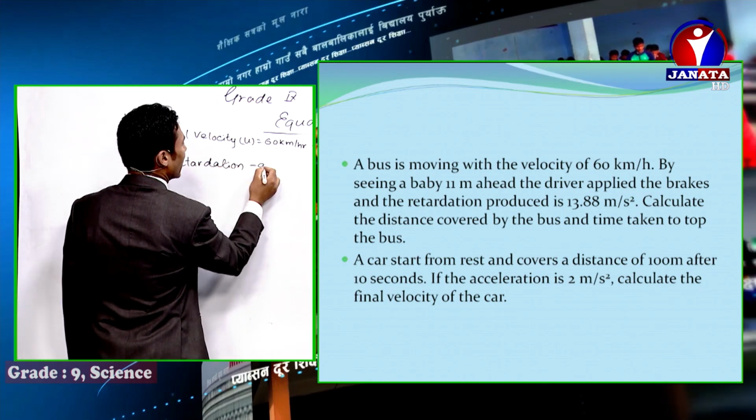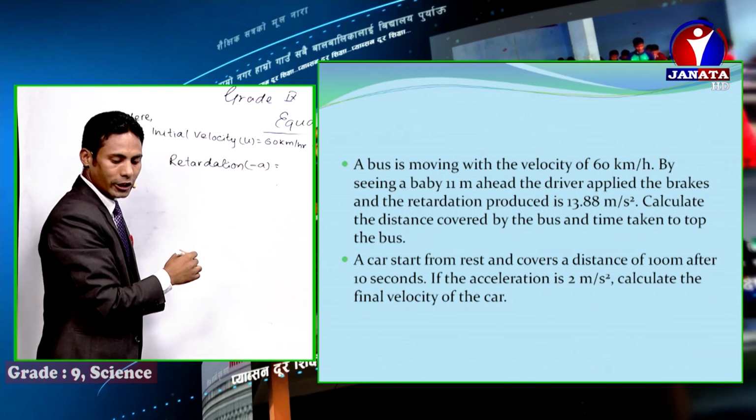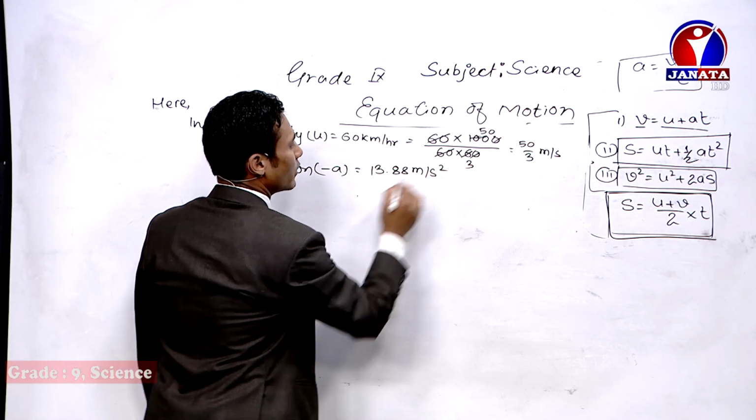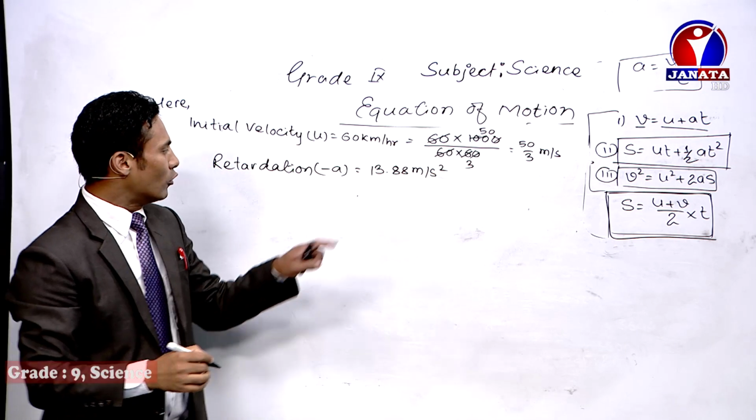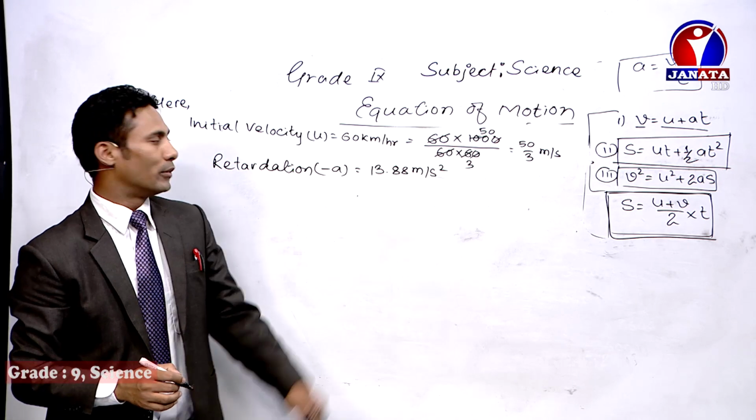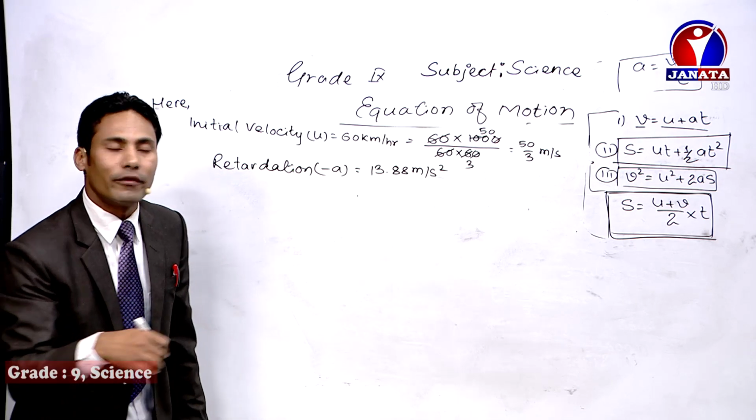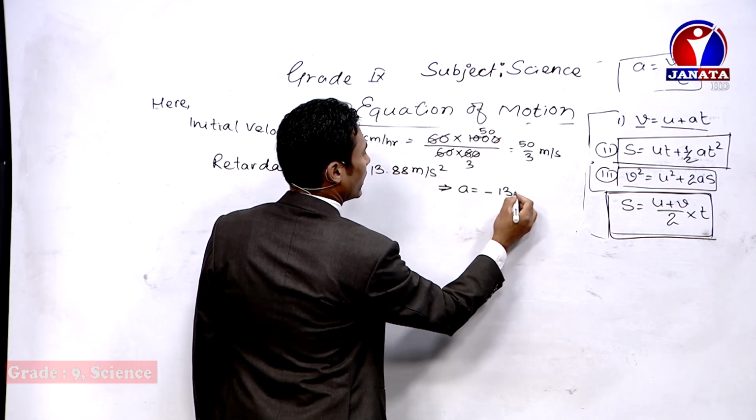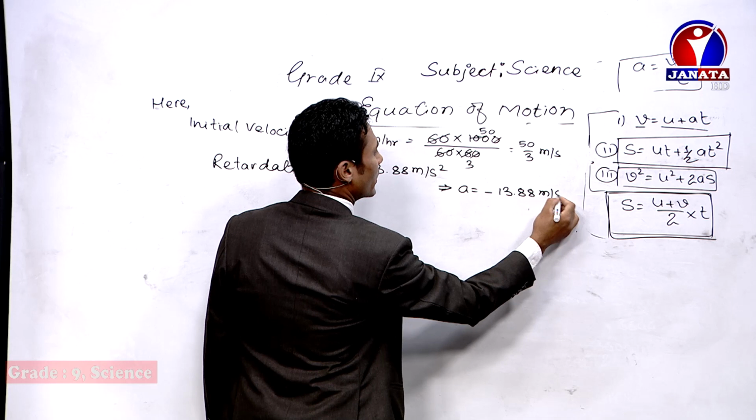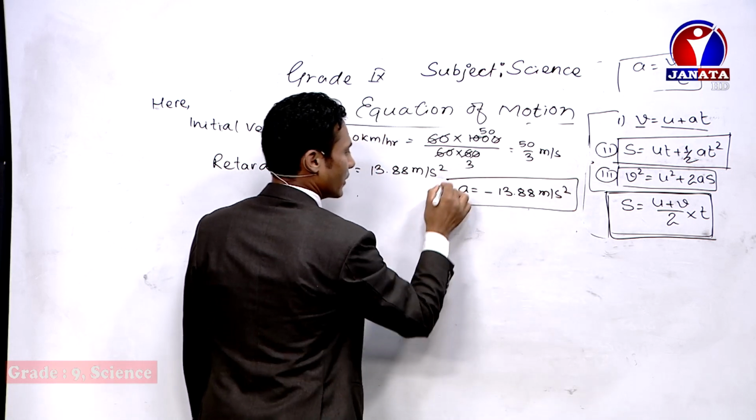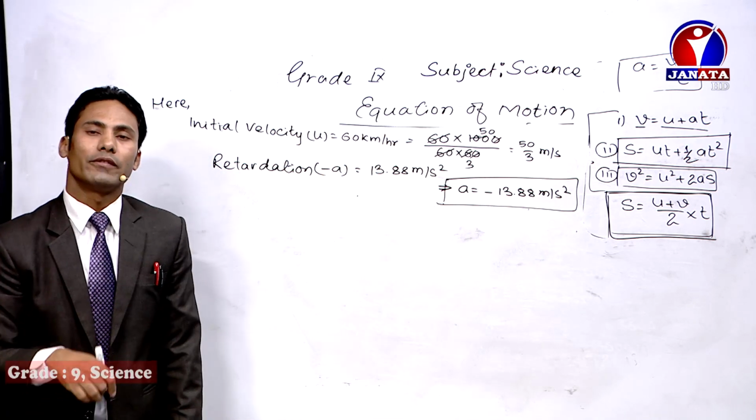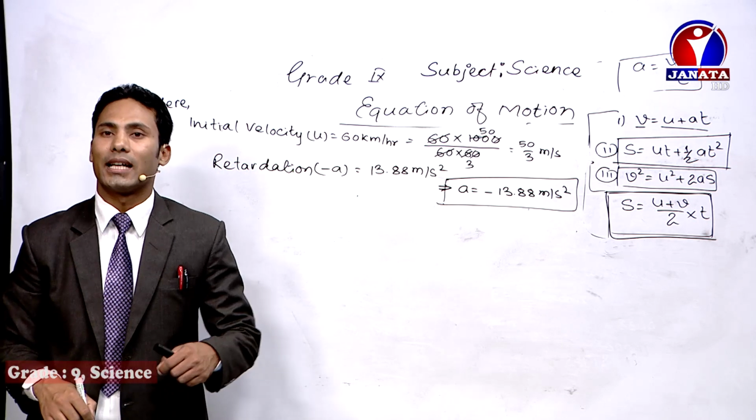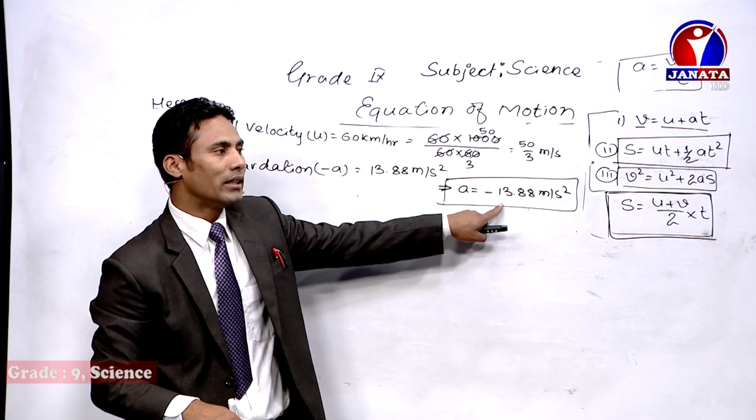It's minus a equals to 13.88 meter per second square. So if the value of minus a is 13.88 meter per second square, then whenever we put the value of a, I'll write down here a equals to minus 13.88 meter per second square. Remember this. If you use the positive value, the answer will be wrong. That's why remember that if retardation is given, then the value should be negative.